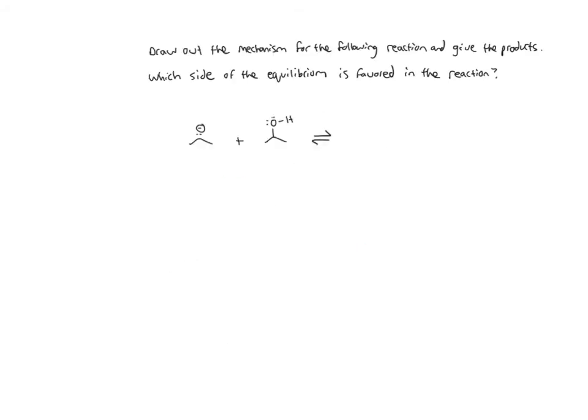Another example of how electronegativity can come into play is if we're given a question like this and it's asking us to draw the mechanism for the reaction and give the products. And then what side of the equilibrium is favored in the reaction. So let's deal with the first thing first. We have to draw that mechanism and give the products. And so when we're drawing our mechanism, we're looking for those patterns. We're looking for which one's going to be the high electron density species, which one's going to be low electron density.